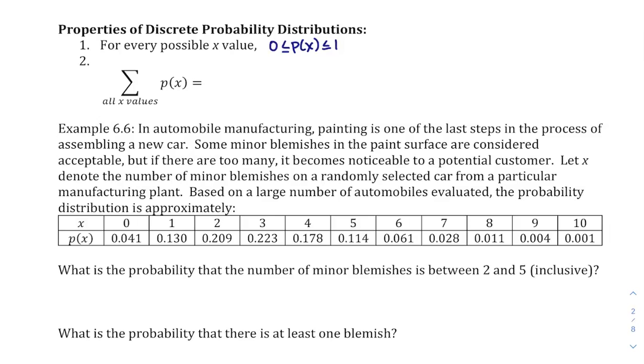Another property is that the sum of all of these probabilities for each x has to add up to 1. So you have to include every possible outcome for you to have a valid probability distribution.